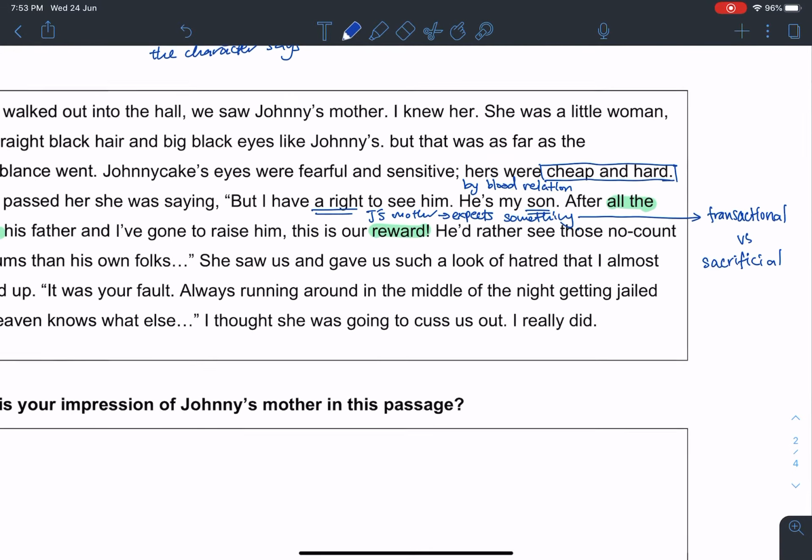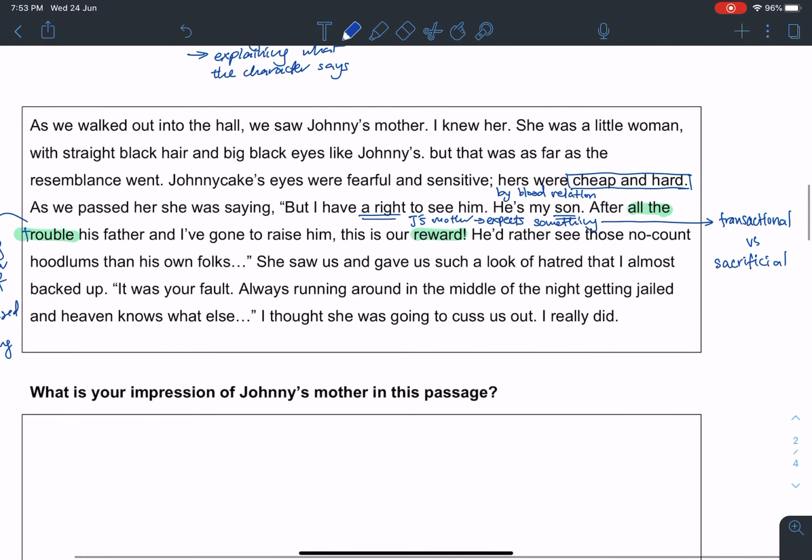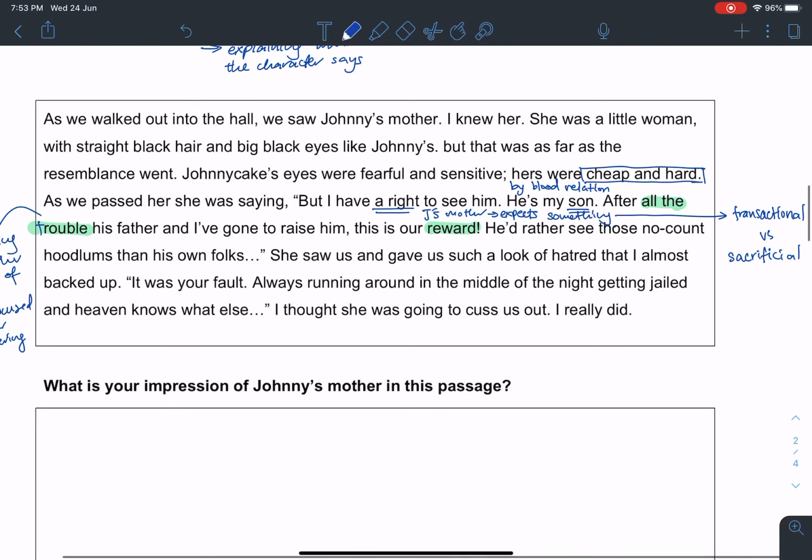"He'd rather see those no-count hoodlums than his own folks." Of course, here the question is, who is Johnny's real family? All right, then let's go on. "She saw us and gave us such a look of hatred that I almost backed up." Now, this might sound normal, but I would like you to think about who Ponyboy is and who Johnny's mother is.